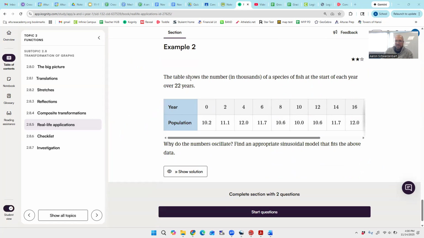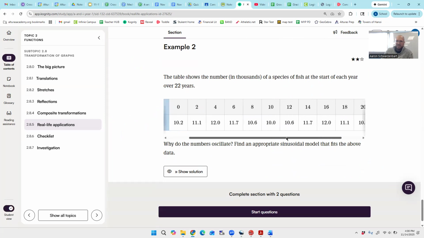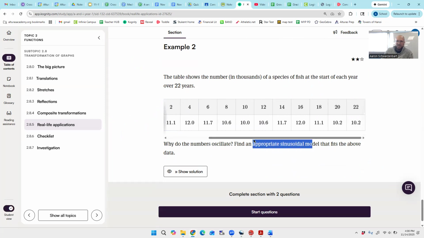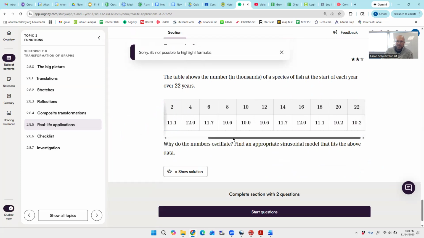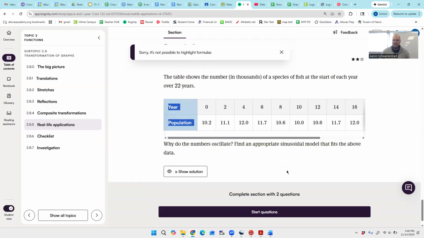Okay, this table shows the number of thousands of species of fish at the start of each year over 22 years. So, it asks, why do the numbers oscillate? And then find an appropriate sinusoidal model that fits. So why do they oscillate? Well, they go up and down as population and predators increase.